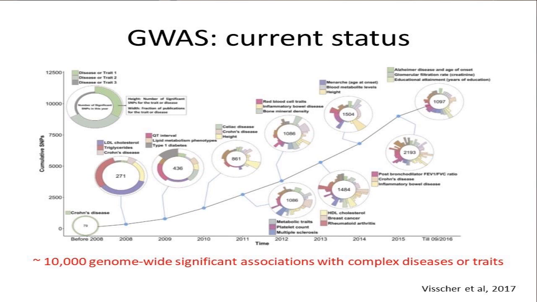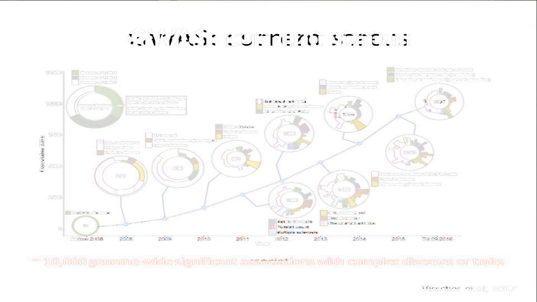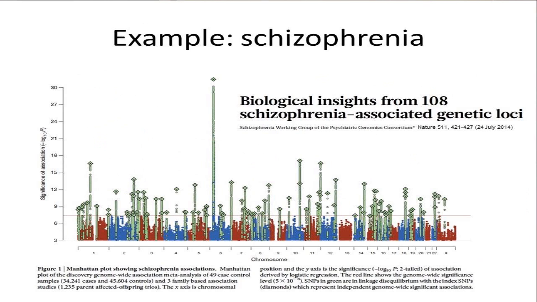So Visscher wrote his recent review, a decade of genome-wide association studies, charting the increase in the number of associations found over the years. And so by now, there are over 10,000 genome-wide significant associations with complex diseases and traits. This is one example. I give it because I'm a psychiatrist.